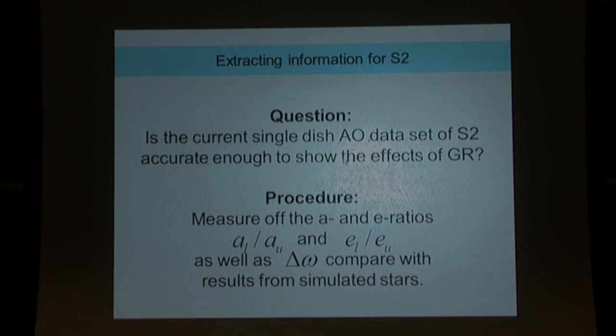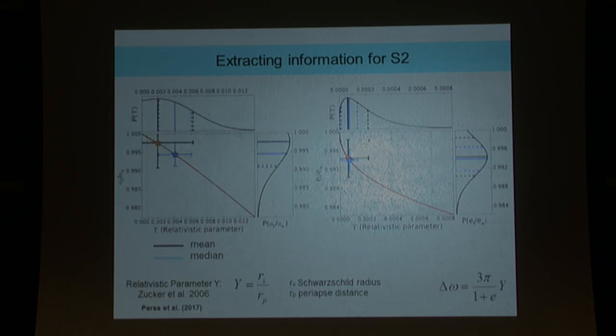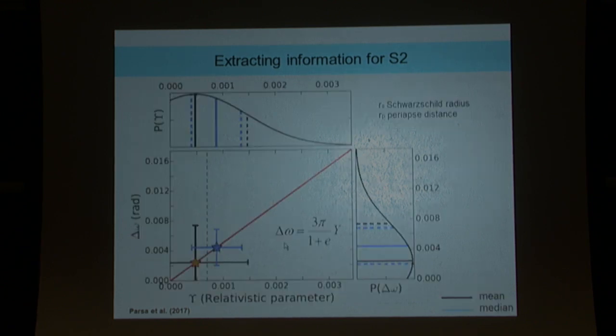Now, question. Of course, we want to use this. Is the current single-dish AO dataset for S2 accurate enough to show the effect of GR? The procedure is clear. You take the S2 orbital data, determine the A ratio, the E ratio and delta omega, and compare them to those graphs that we derived. So that's the result. You have to squeeze yourself up into the corner where you're hardly relativistic. If you take the mean with the conservatively dialed-through uncertainties through the whole system, it looks rather insignificant. It looks more significant if you take the median. For delta omega it is the same case, so you do see an effect.